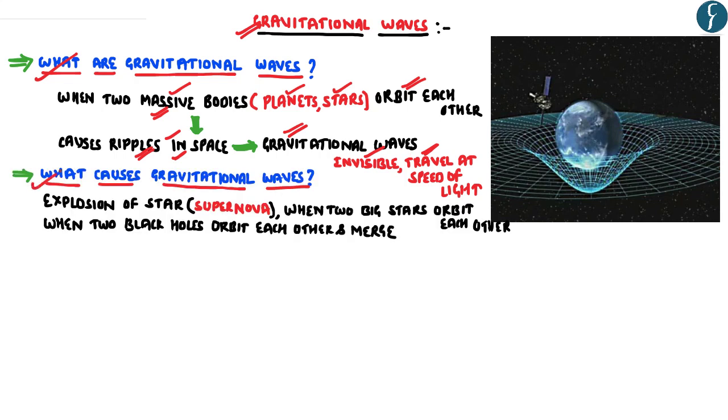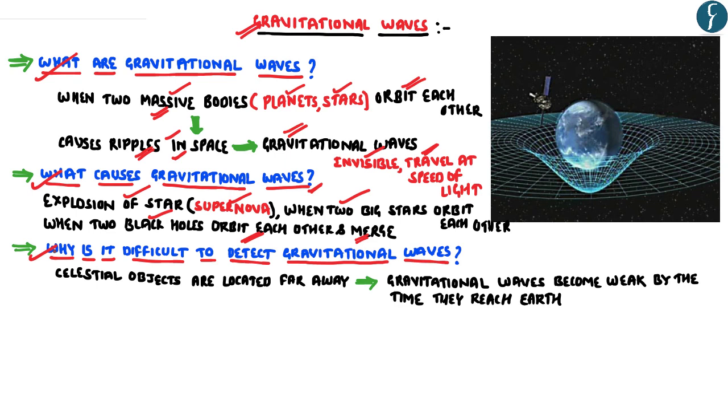Now these gravitational waves are produced when the objects in the space move at very high speeds. Some of the events that cause gravitational waves include explosion of a star, that is supernova, when two big stars orbit each other, or when two black holes orbit each other and finally merge. Now, these are some of the events which can cause the gravitational waves in the space.